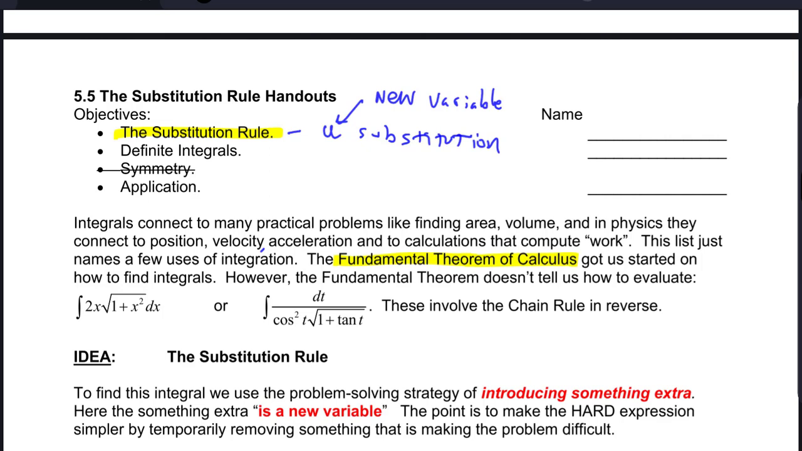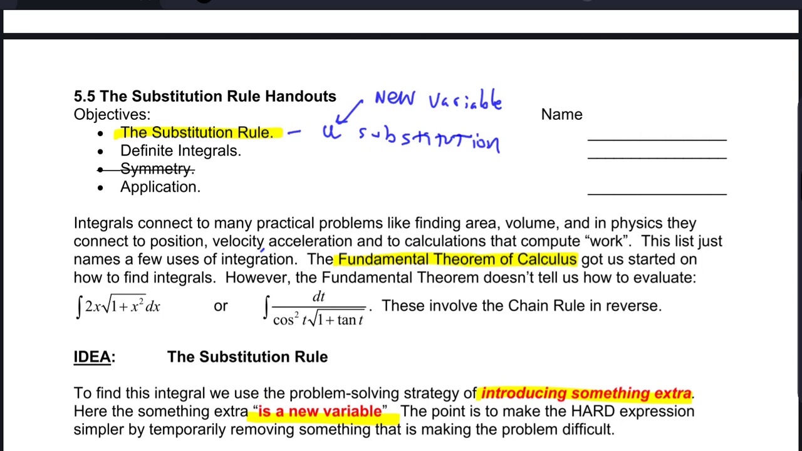Now in the middle of this page here, we have some functions that do not have antiderivatives. These guys just don't have an antiderivative. If you look at the little table of all the antiderivative formulas, nothing even close to these guys is on there. So we're going to introduce a new strategy to attack these harder problems, and the way we're going to attack them is we're going to introduce something new. The thing new is a new variable.